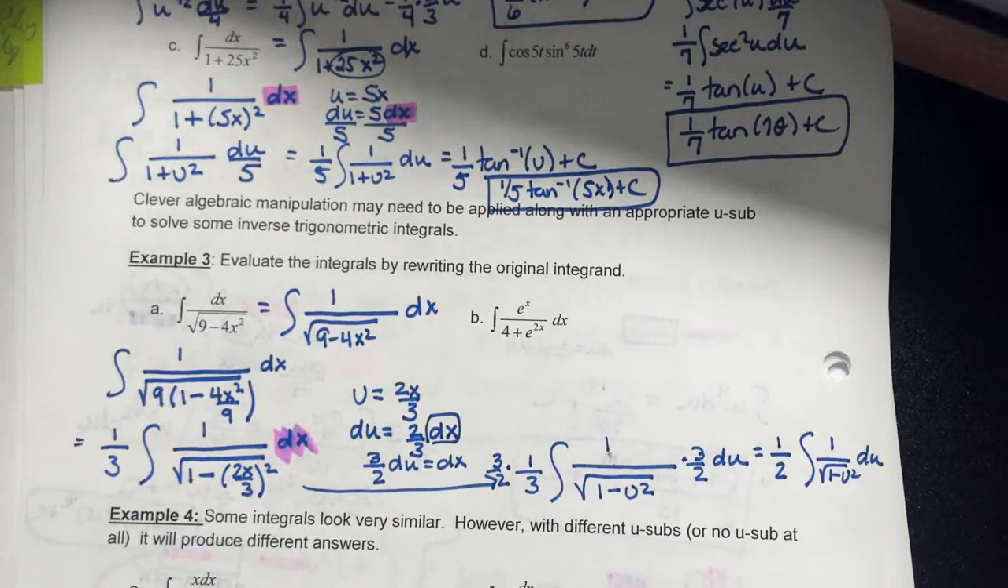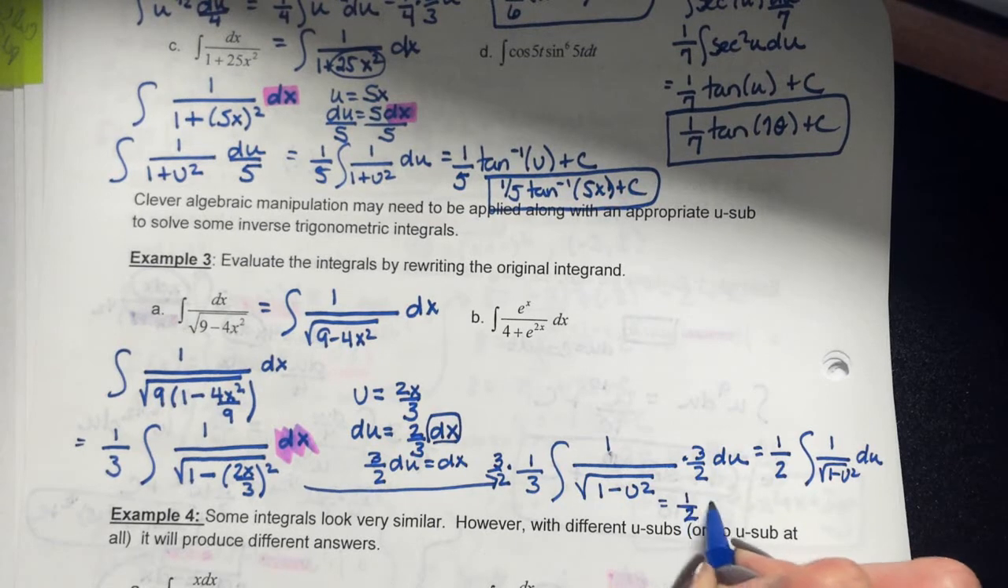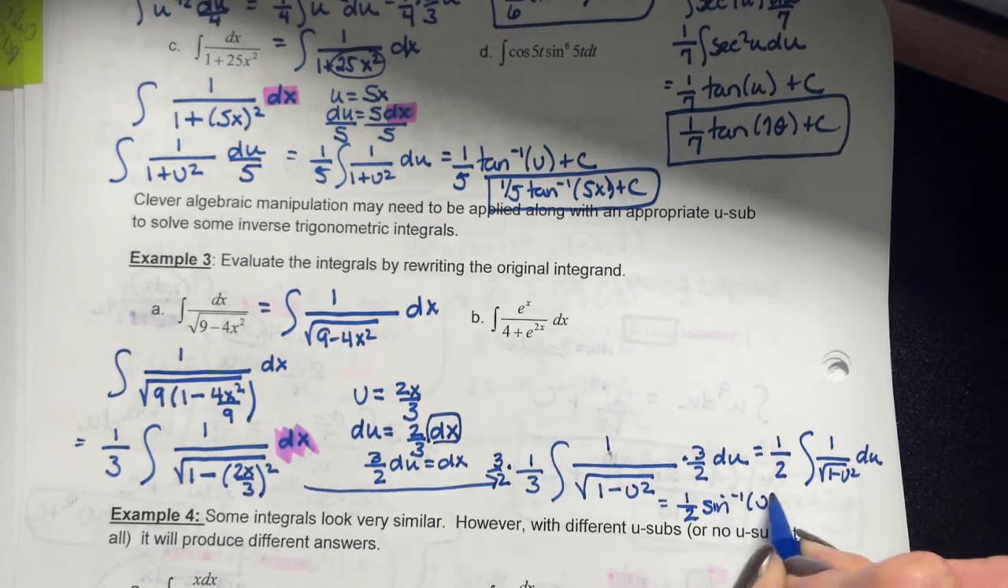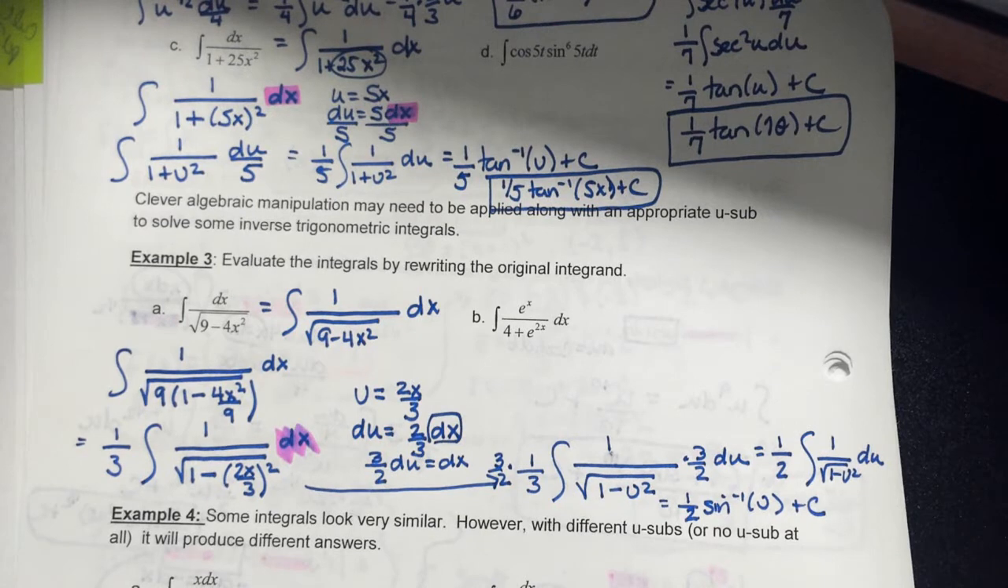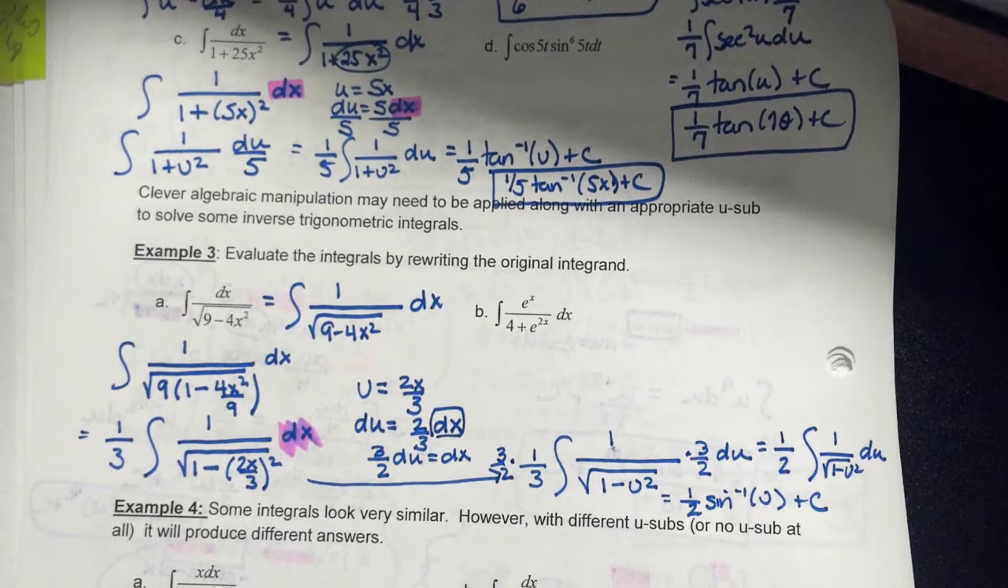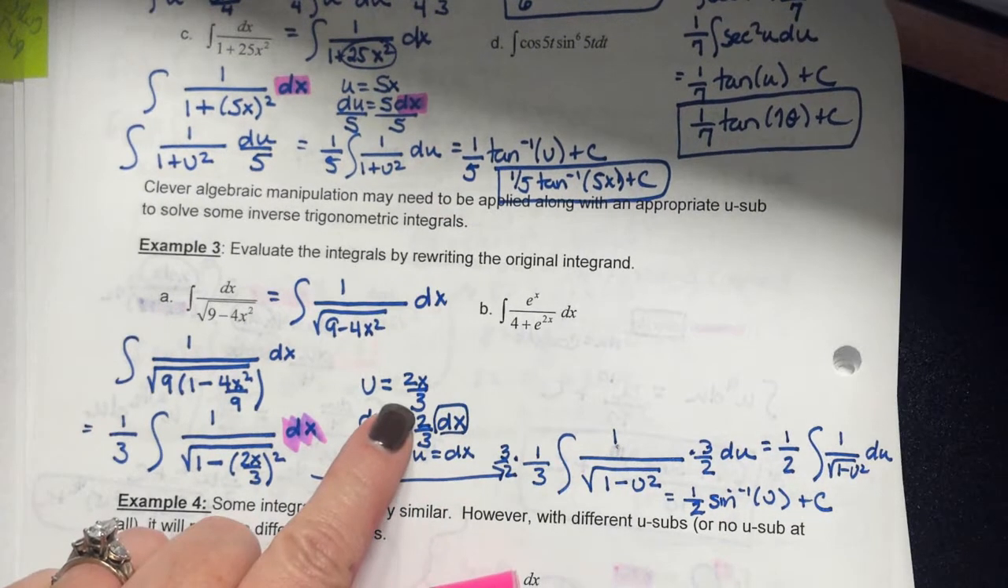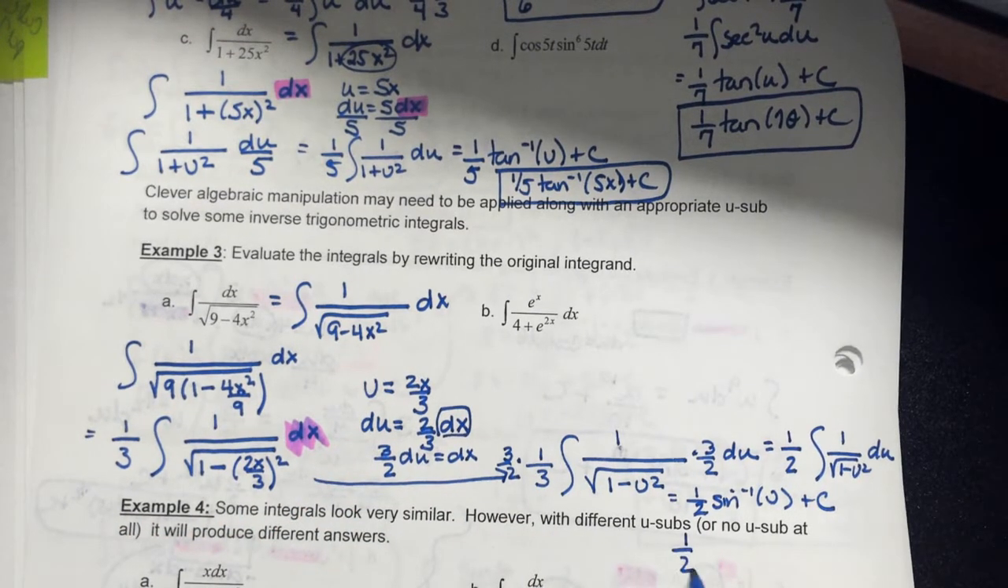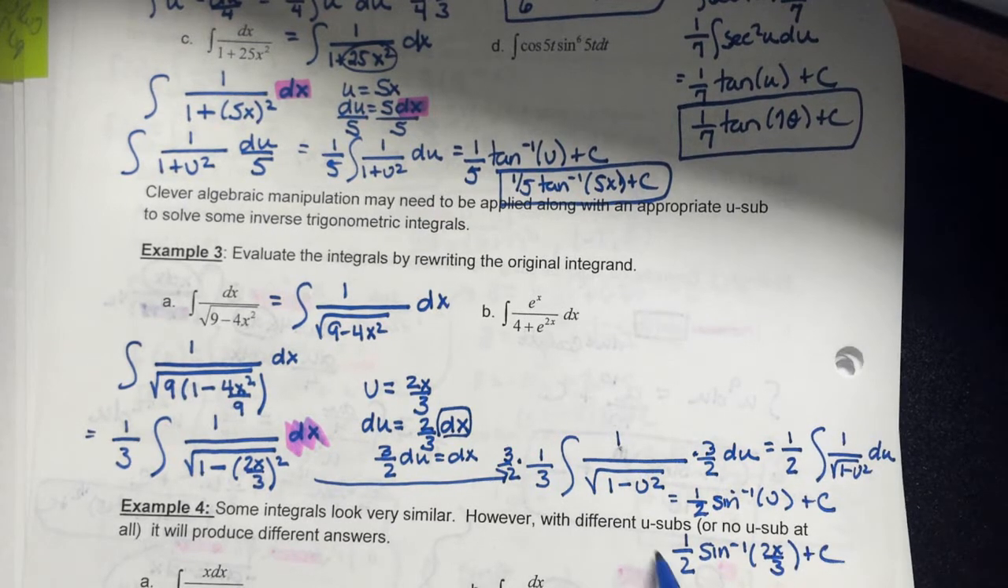Finally, now I'm ready to integrate. Because all I've done right now is algebraic manipulation and substitution. Now I'm finally ready to integrate. What integral is 1 over the square root of 1 minus u squared? That's going to be your inverse sine. So I have 1/2 times inverse sine of u plus c. And what was u equal to? u was equal to 2/3 x. So my final answer is going to be 1/2 times inverse sine of 2x over 3 plus c.